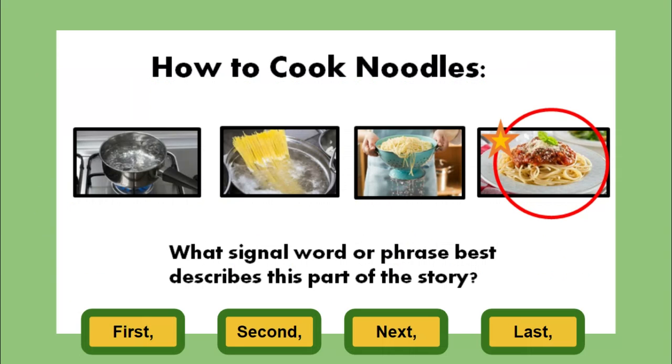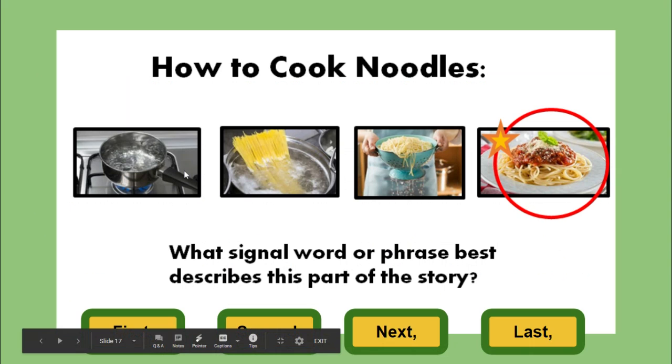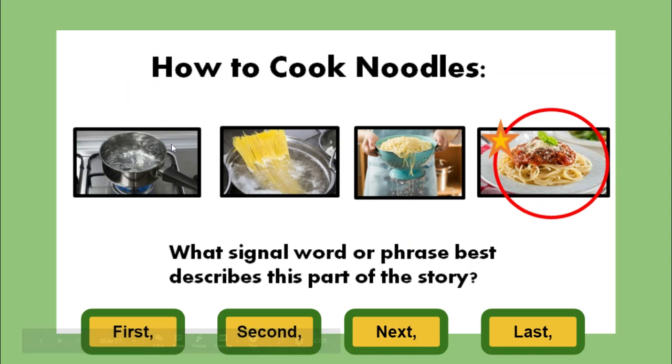So let's look at this. How to cook noodles or spaghetti. So here we have 4 pictures that are in order. We put water on the stove. We wait for it to boil. We add the spaghetti. We take out the water. And finally, we eat our meal.